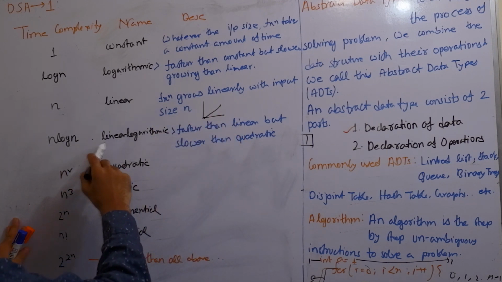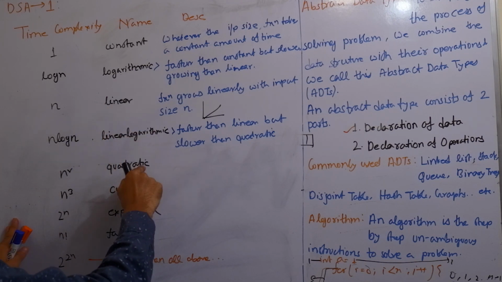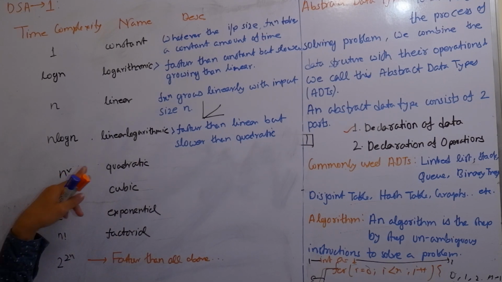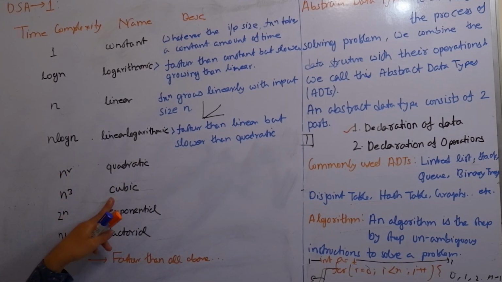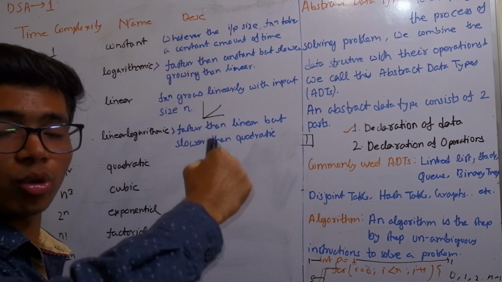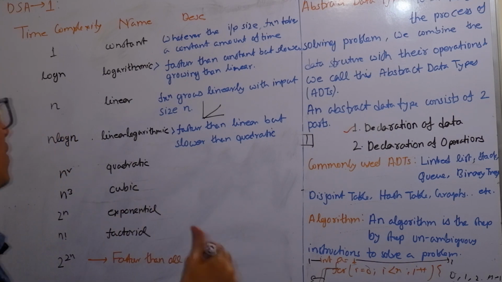Now coming to n log n, this is linear logarithmic. It is slower than linear but faster than quadratic. Quadratic functions are those in square form: n square is a quadratic function. N cube is a cubic function. 2 to the power n is an exponential function. N factorial is a factorial function. 2 to the power n grows faster than all of the above. So what is the relation? As we go down, the growth rate of the function keeps increasing.